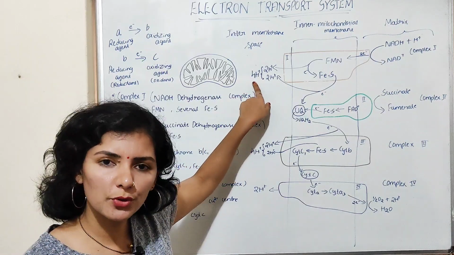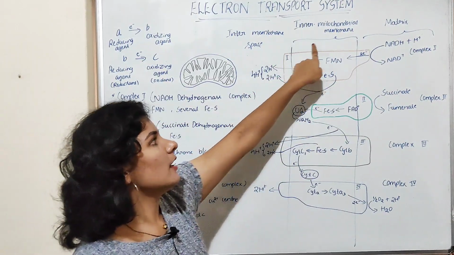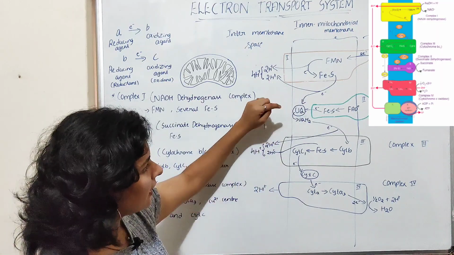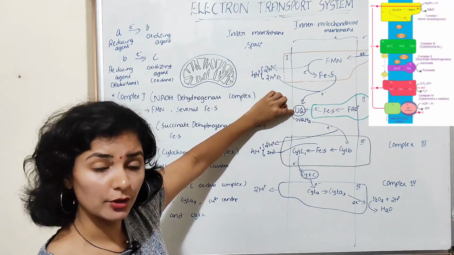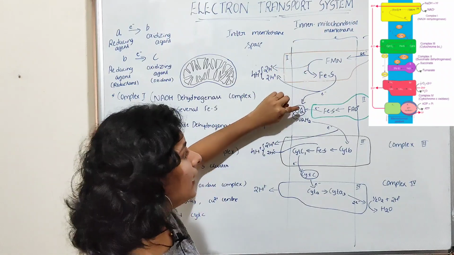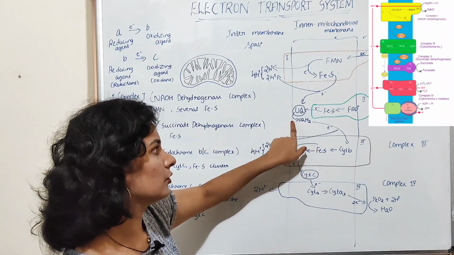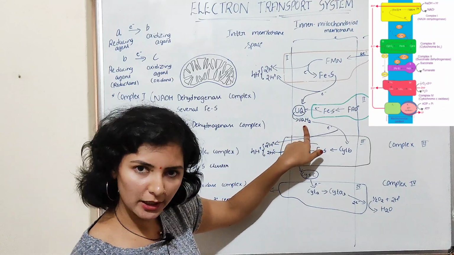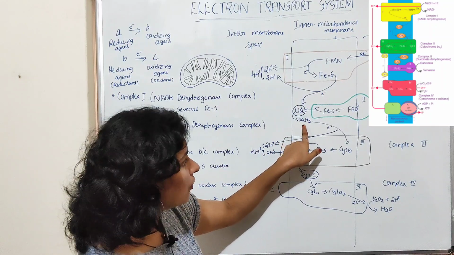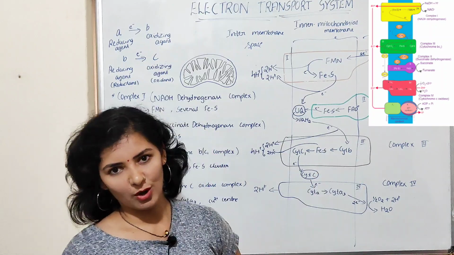So totally 4 protons are pumped from the matrix to the intermembrane space via complex 1. Now the electron is present in ubiquinone. So ubiquinone, after receiving 2 electrons from FES, gets reduced to ubiquinol, that is UQH2. So now the electron is present in ubiquinol. This ubiquinol now donates that electron to the cytochrome B carrier of complex 3.